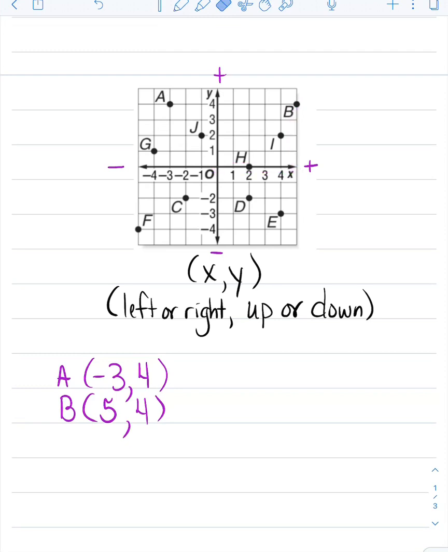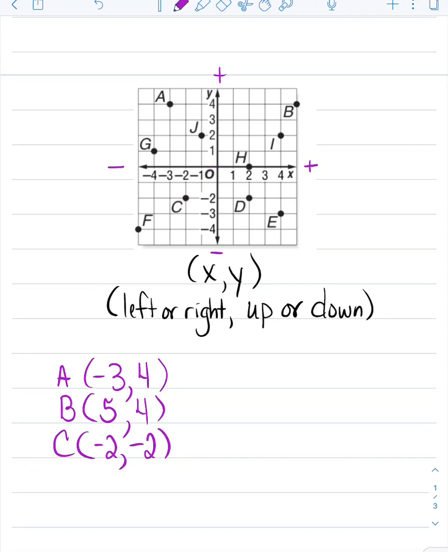Let's find the coordinates for point C. So first I find where C is. It's down here in the third quadrant. I always start at the origin. So first I go left or right. In this case I'm going to go left 1, 2. So my first number, left 2, is -2. And then I notice I go down 1, 2 jumps, and down 2 means -2. So the coordinates for point C are -2, -2.